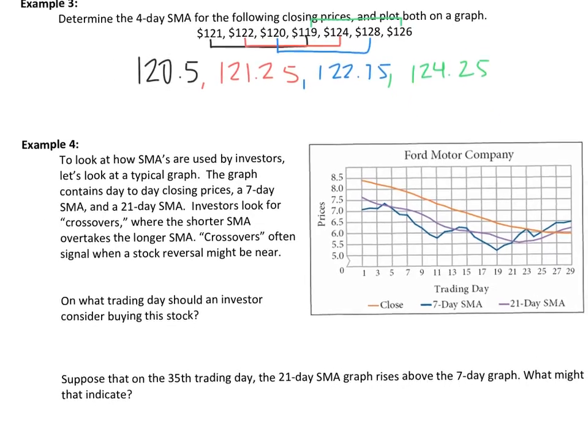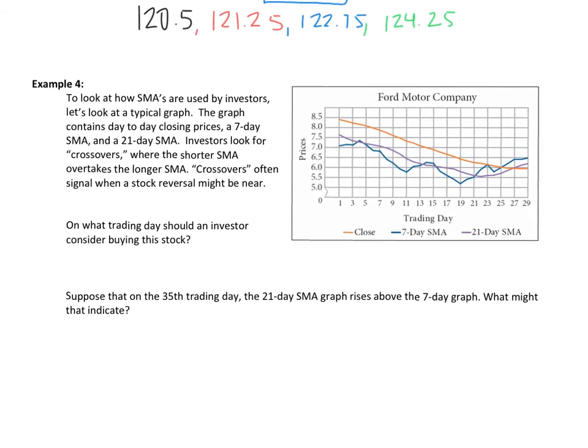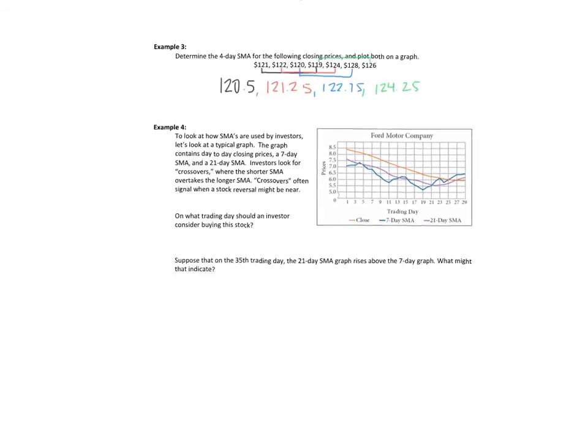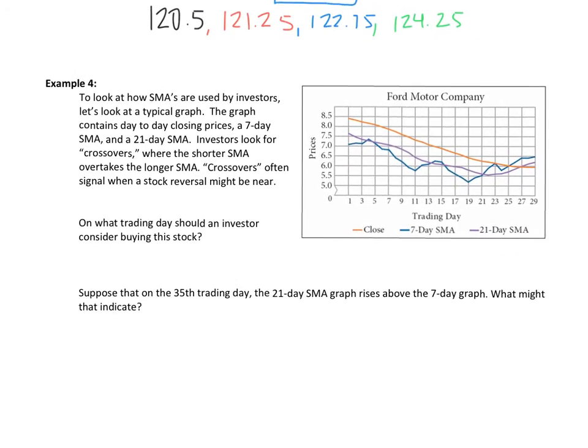Now we can also look at graphs too. So we can look at simple moving averages in terms of graphs. And we're done. So when looking at how simple moving averages are used by investors, let's look at a typical graph. The graph contains day-to-day closing prices, a 7-day simple moving average, and a 21-day simple moving average. Investors look for crossovers where a shorter SMA overtakes a longer SMA. Crossovers often signal when a stock reversal might be near.